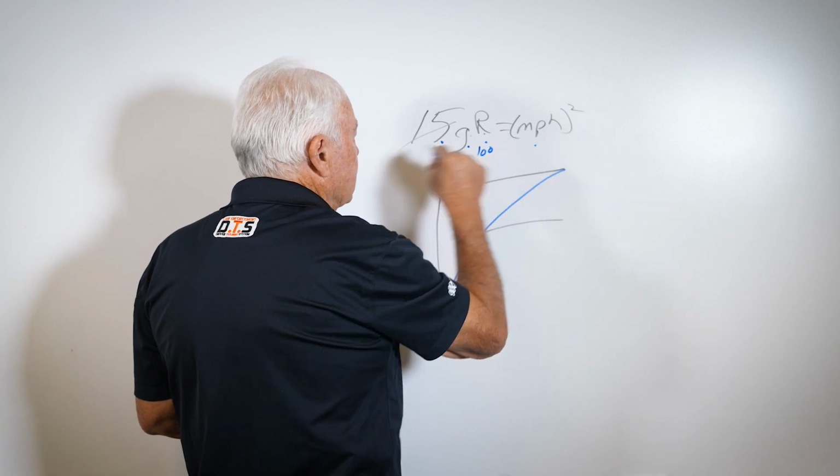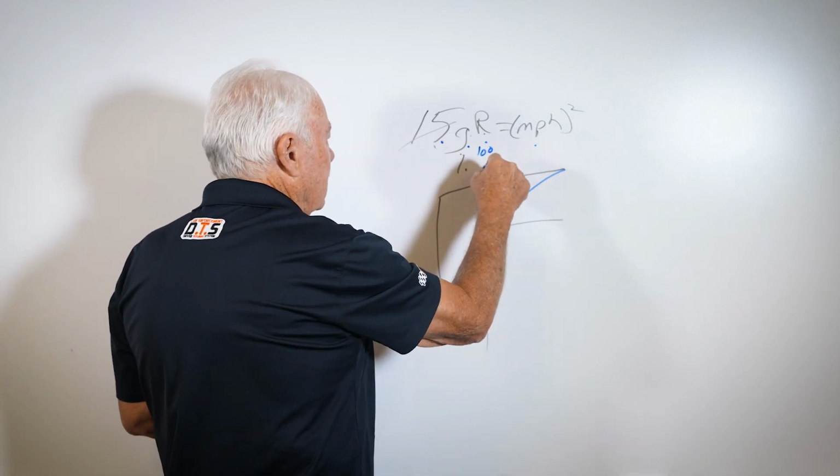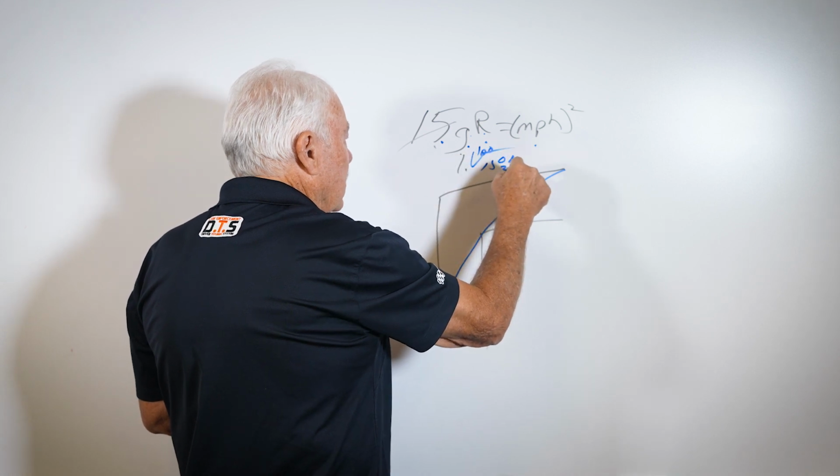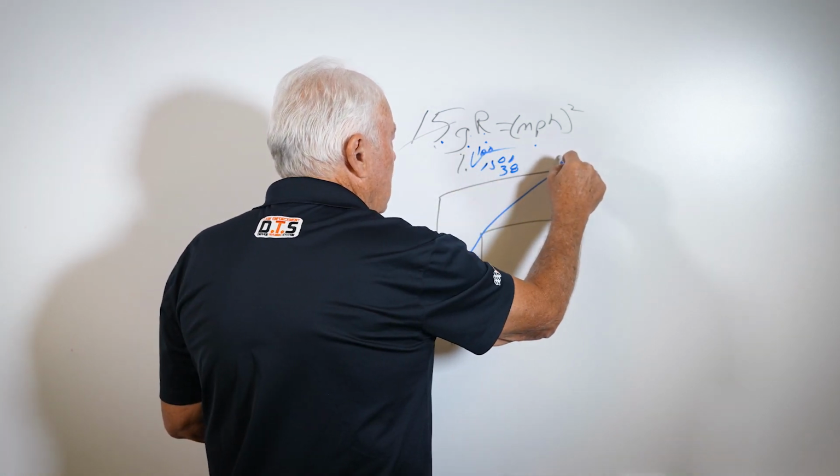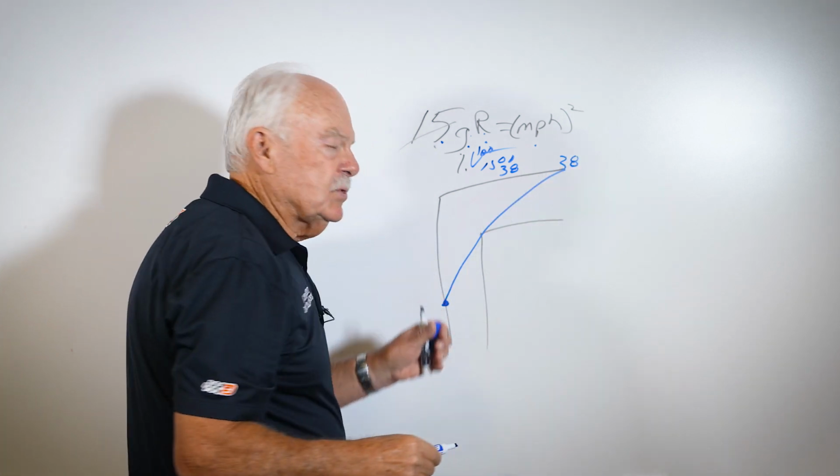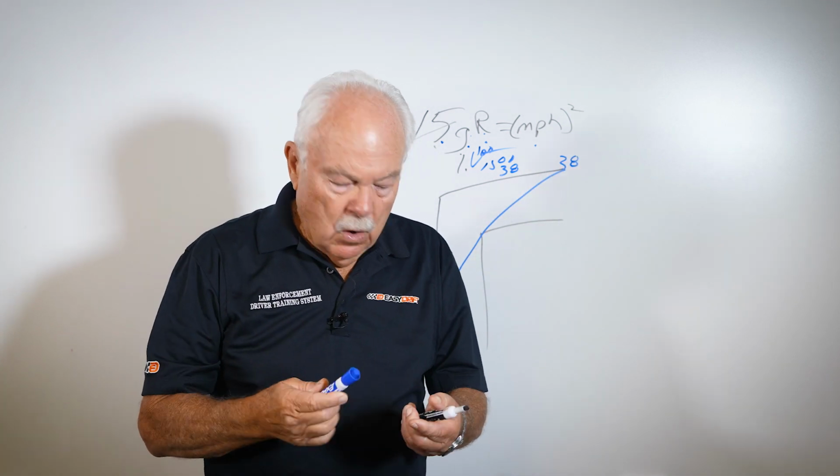Let's make this a 100-foot radius. And 15 times 1, and we'll do the math here, and we'll divide that, and that's 38 miles an hour through this corner on a constant radius arc. And that constant radius means that's all the tire can do.